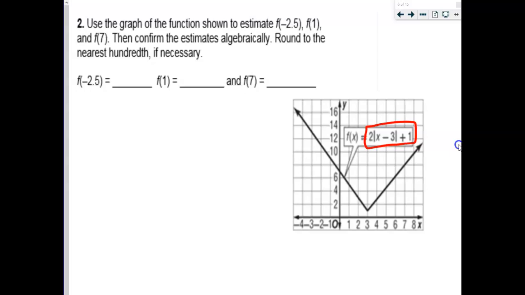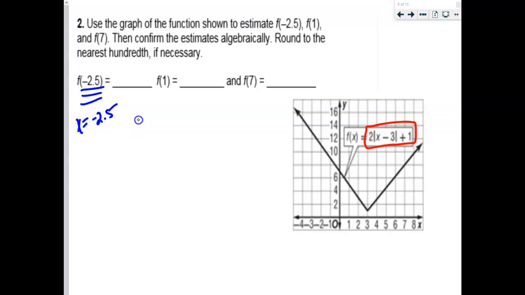Unfortunately, this is a pretty bad question for some kids because they have a major concept mistake. So when I look at this very first question, Daniel, I'm going to talk to you about this one. What are they asking you to do when it says f of -2.5? Yes, so that's an x value, and you're going to do it graphically.